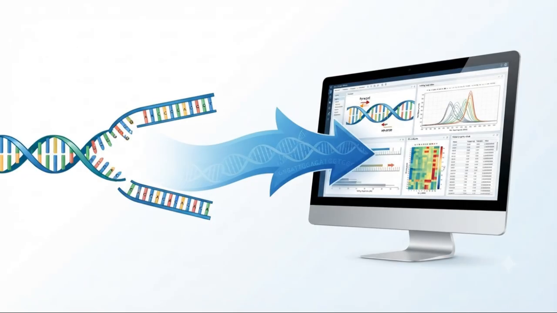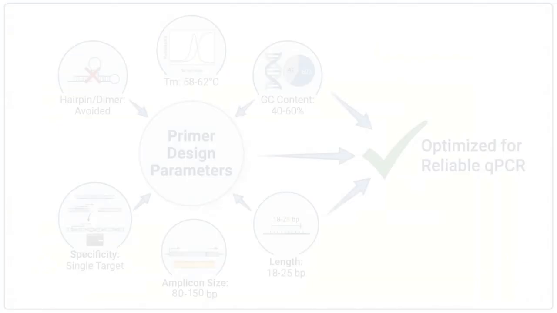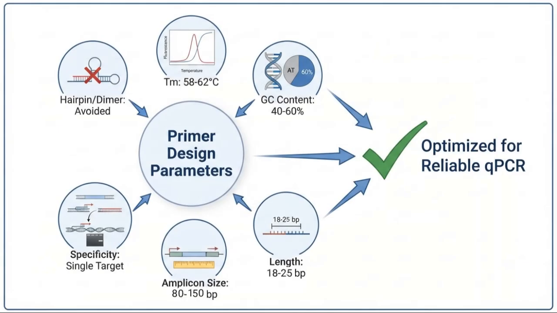Now that we know exactly where we want to design our assay, let's open Primer 3 Plus. Go to Primer 3 Plus. Paste the coding sequence we downloaded earlier into the sequence box. Before clicking Pick Primers, we're going to adjust several parameters. These values aren't arbitrary. They've been optimized over many years of PCR research and work well for most qPCR experiments. Let's go through them one by one.